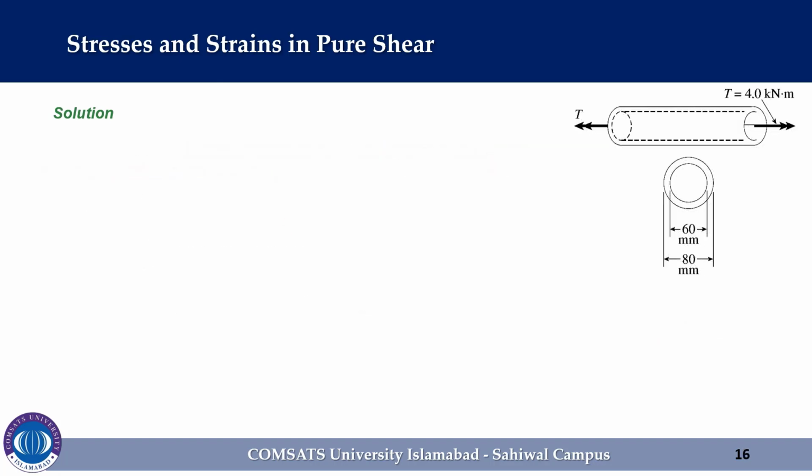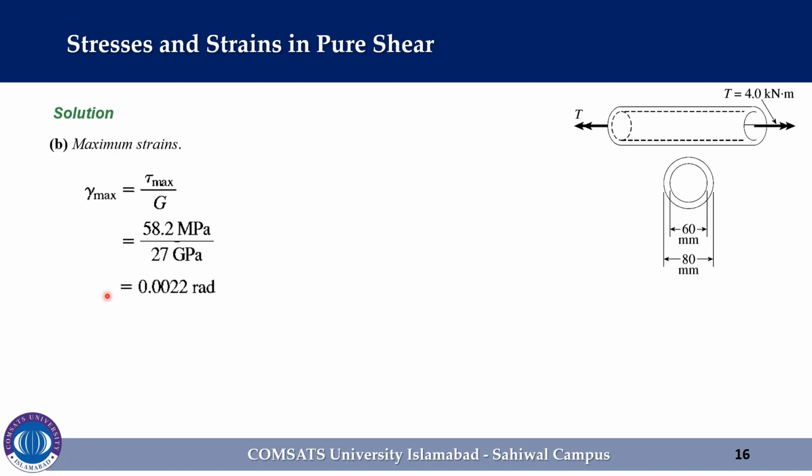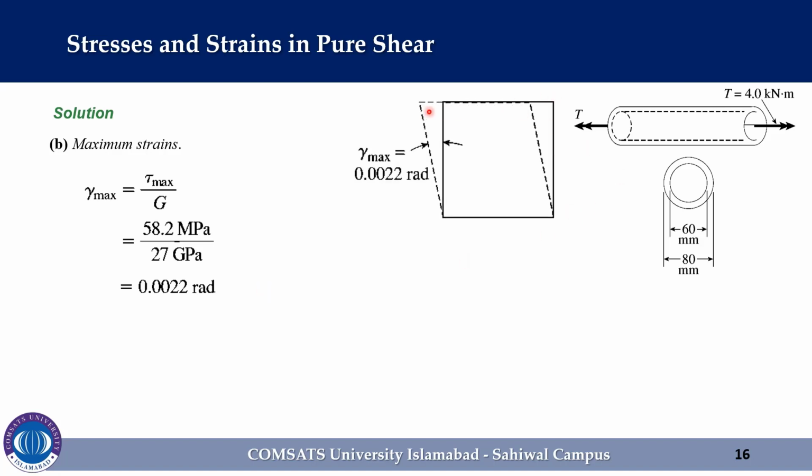However, in part B, we have to determine the maximum strains. The maximum shear strain in the tube is obtained from Hooke's law: maximum shear strain is equal to tau max over G, where G is the shear modulus of elasticity. Its value is given in the problem statement, and we have just calculated tau max, which was 58.2 megapascal. So after putting in the required values, the maximum shear strain will be 0.0022 radian. The deformed element is shown by the dashed line in the figure.